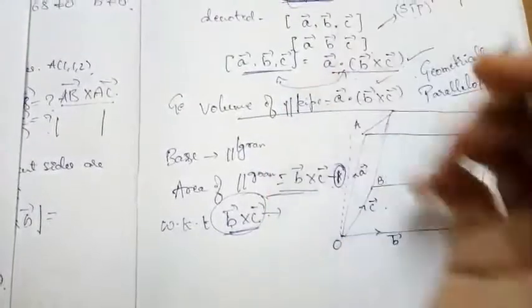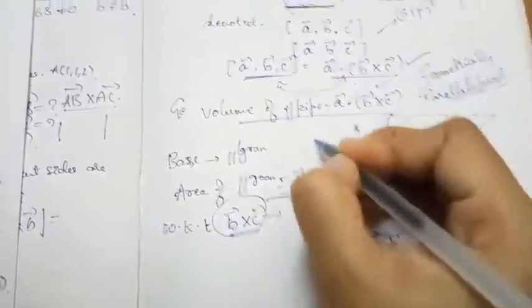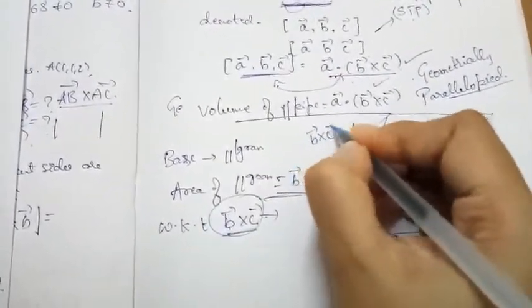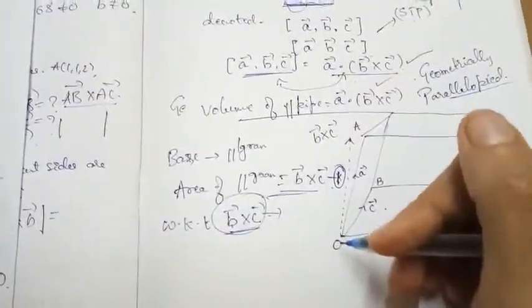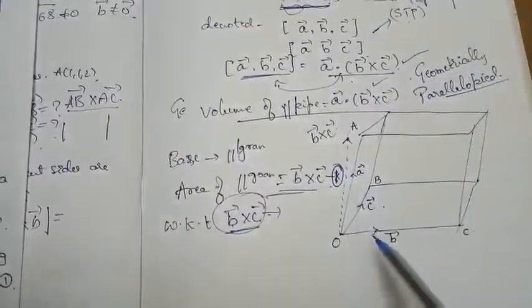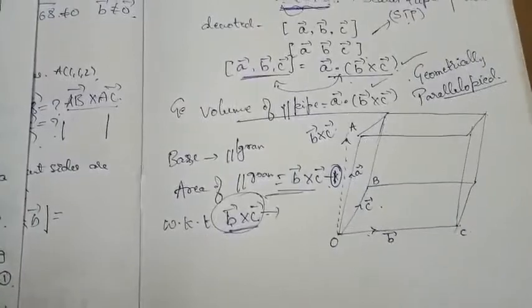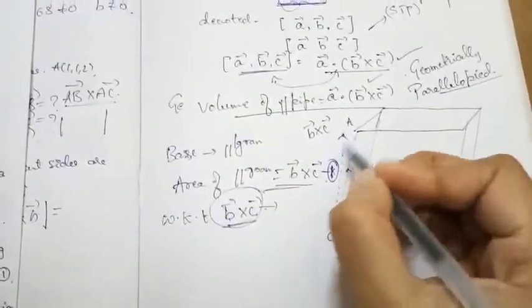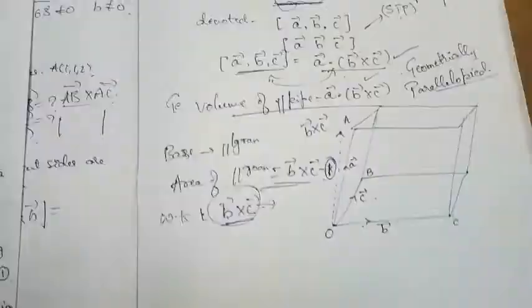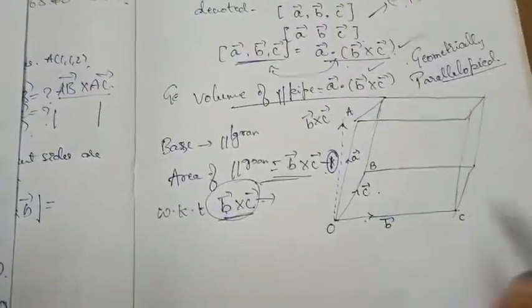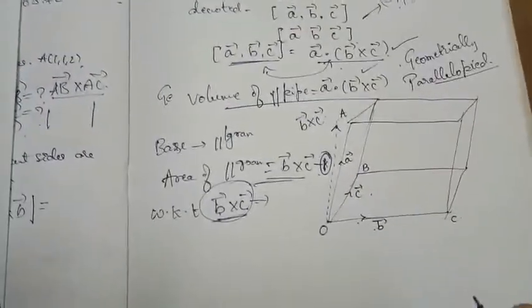It will be in this direction. So I will call this direction vector b cross vector c, because this direction is nothing but the direction of the cross product of these two vectors. So this direction, which I have marked with the dotted line, is called the direction of the cross product of vector b and vector c.